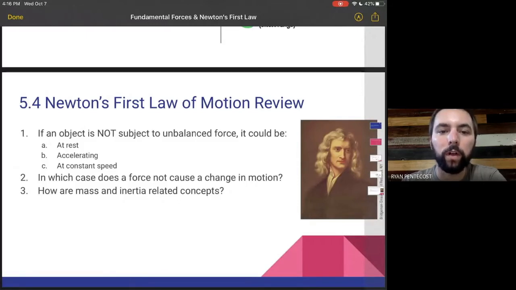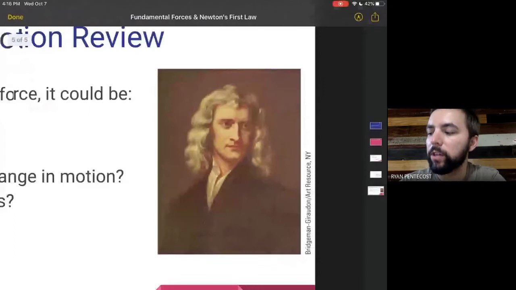So remember Newton's first law, right? Newton's first law of motion is that if an object is at rest, it will stay at rest, and if an object is in motion, it will stay in motion unless acted upon by an unbalanced force. And there's Isaac Newton off to the side. He's got a pretty large nose, my goodness. He was a very, very smart guy for his time.